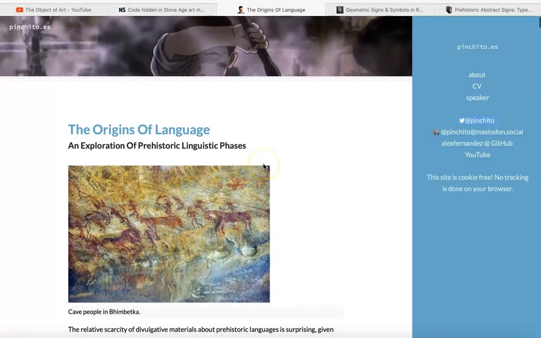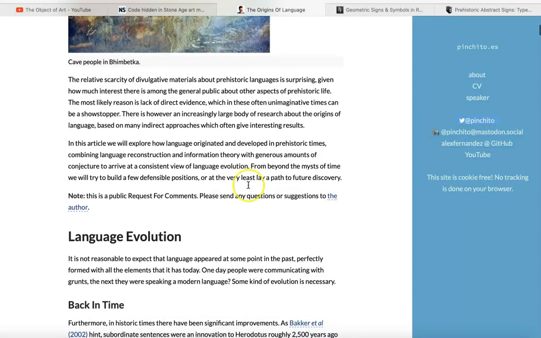Then we have this one. This is an interesting one. I don't know, but it looks like somebody's blog. It's called The Origins of Language, an exploration of prehistoric linguistic phases, okay? And it's about language evolution. In this article, we will explore how language originated and developed in prehistoric times, combining language reconstruction and information theory with generous amounts of conjecture to arrive at a consistent view of language evolution.